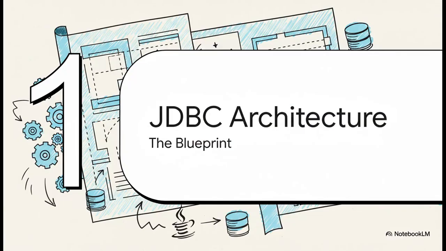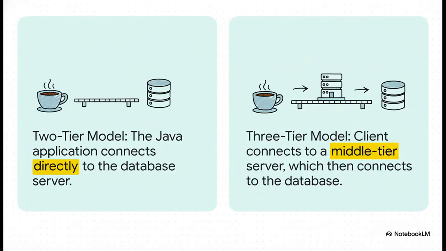Okay, so before any great construction project, you need a blueprint, right? You need a plan. When it comes to JDBC, there are really two main blueprints, two architectural models for how we can design this connection. So on one hand, you've got the two-tier model. I call this the direct bridge. It's exactly what it sounds like. Your Java app talks straight to the database server, no middleman. This is super simple, really straightforward, and honestly, it's perfect for a lot of basic applications.